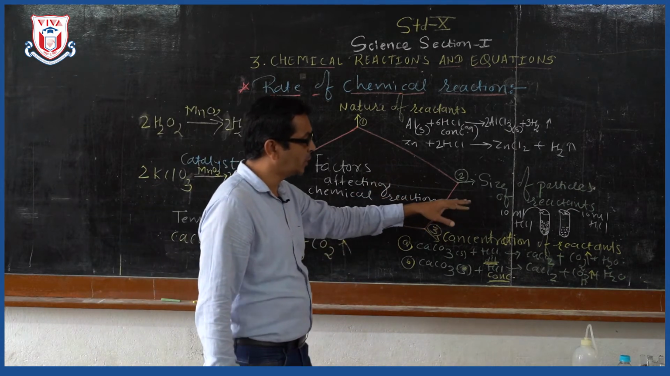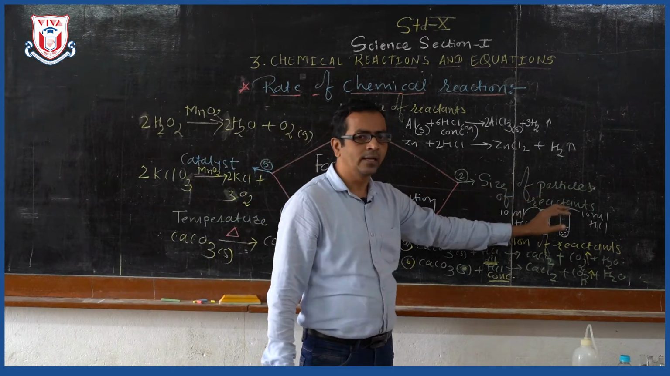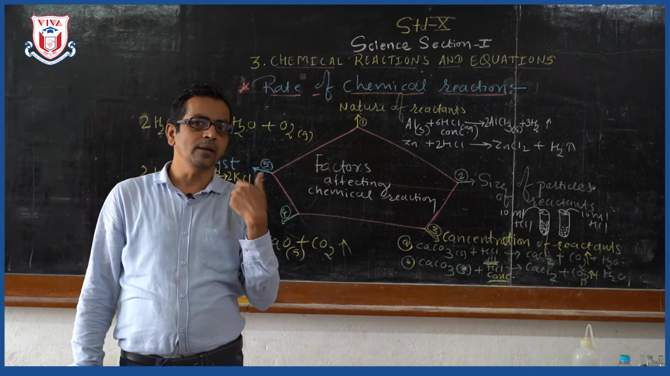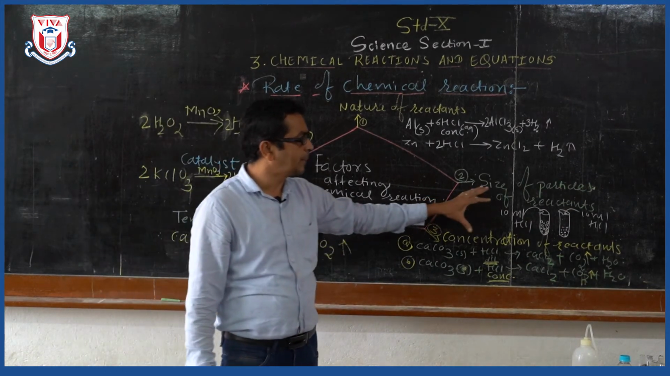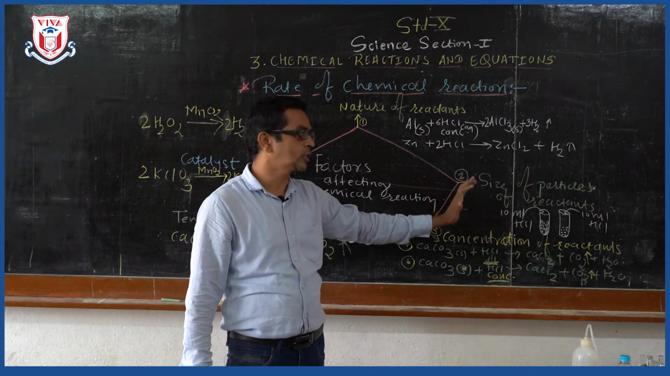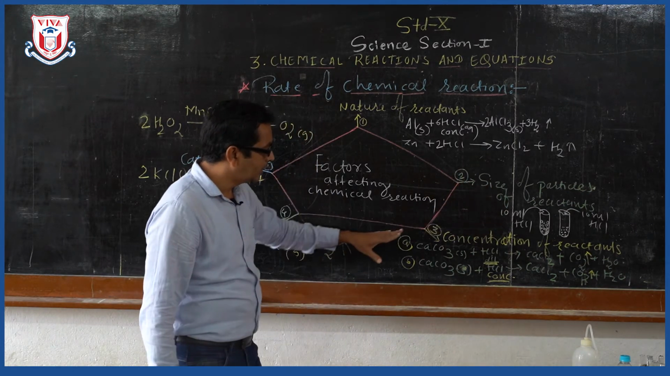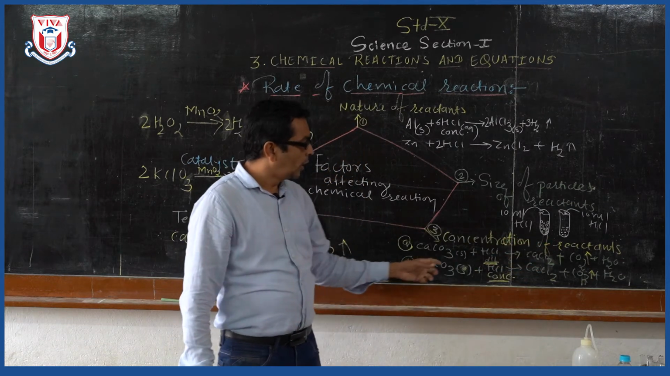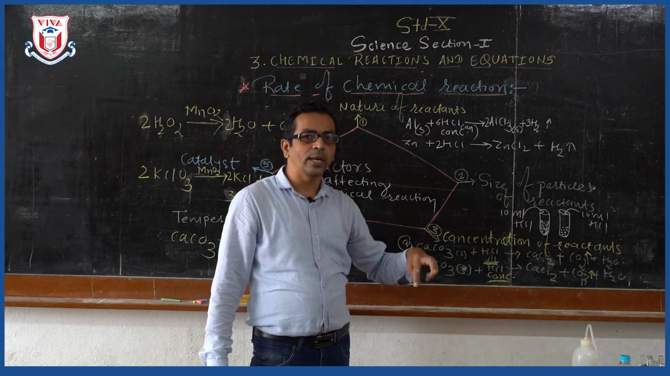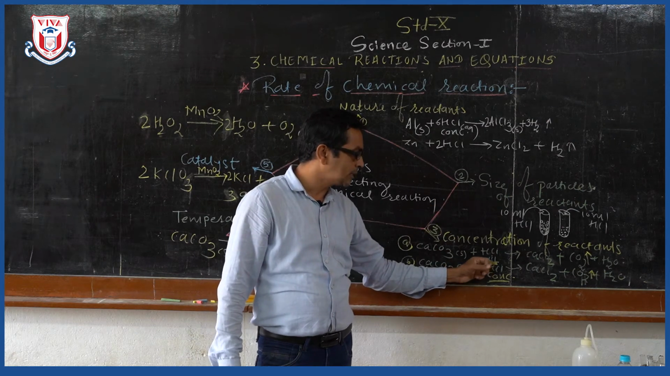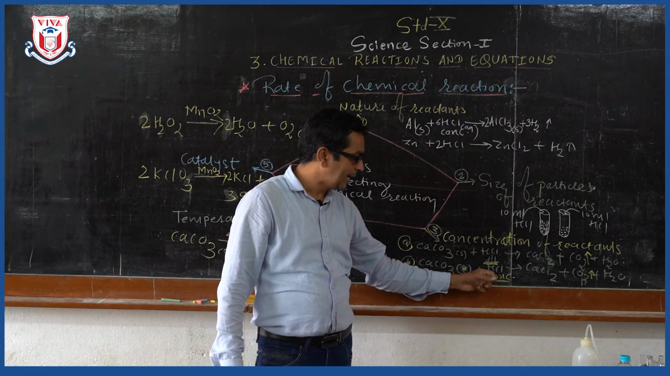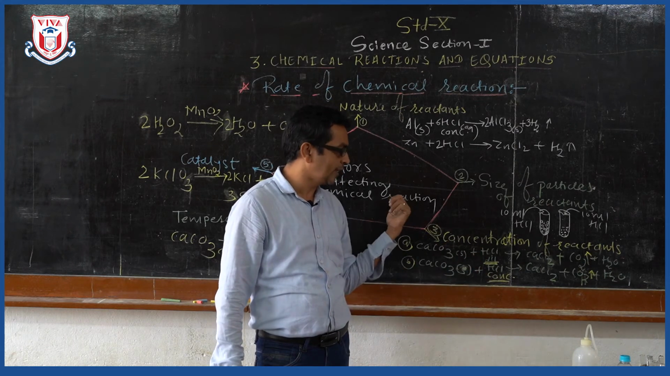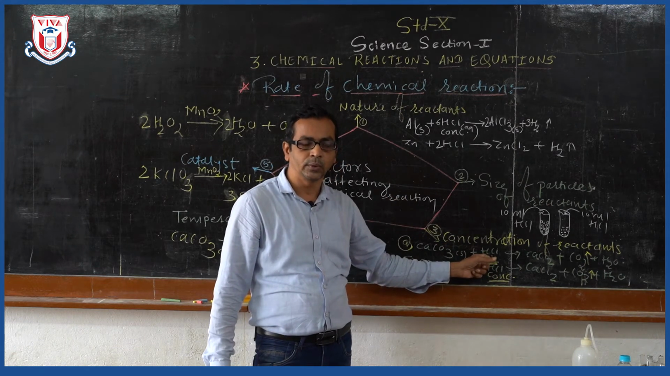Then the second is the size of particles of the reactant. If the particle size of the reactant is small, then the rate will be faster, but if the particle size is big, the rate of reaction will be less. And the third one is the concentration of reactants. If we take dilute and concentrated forms, the reactant which has more concentration will have a higher rate of reaction than the dilute.